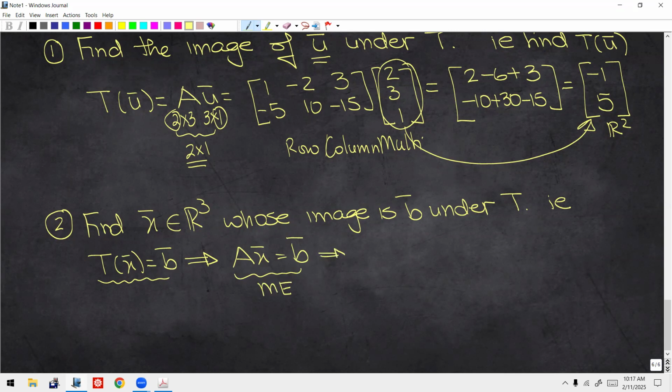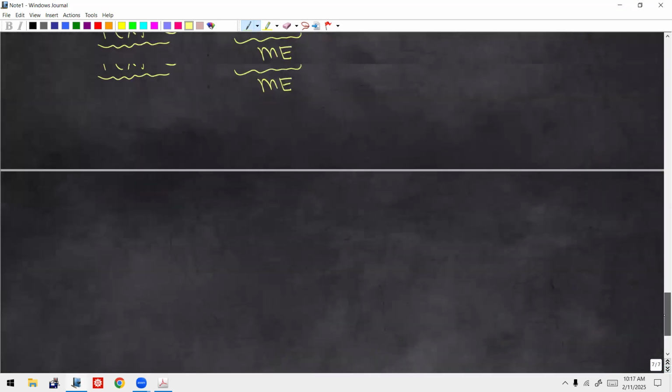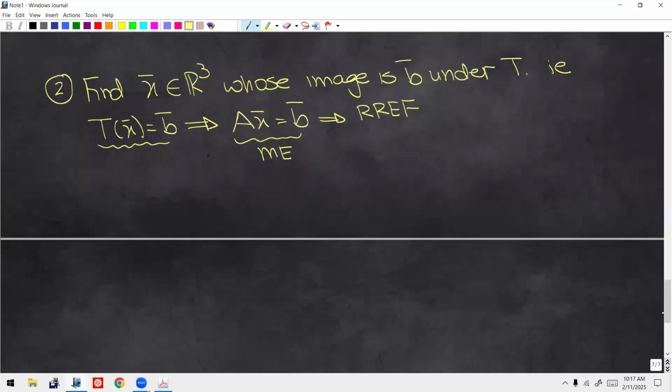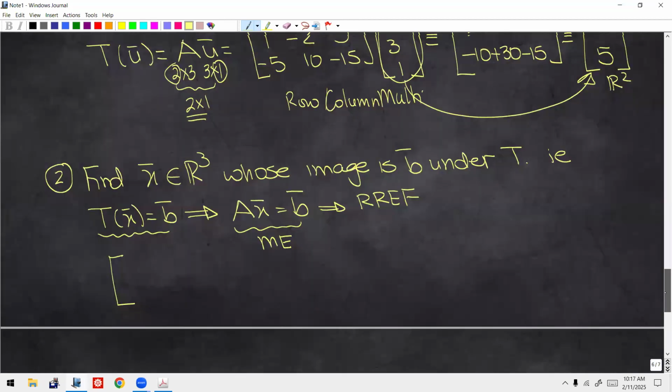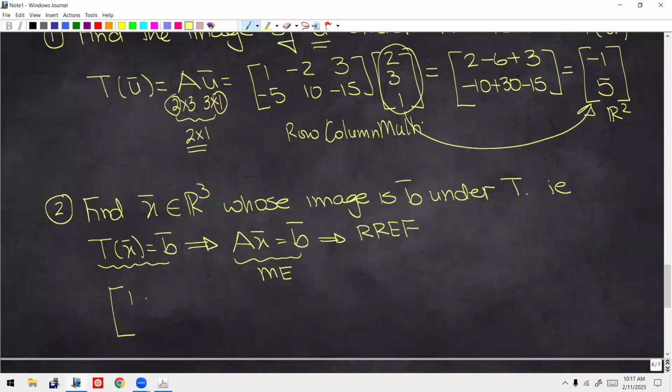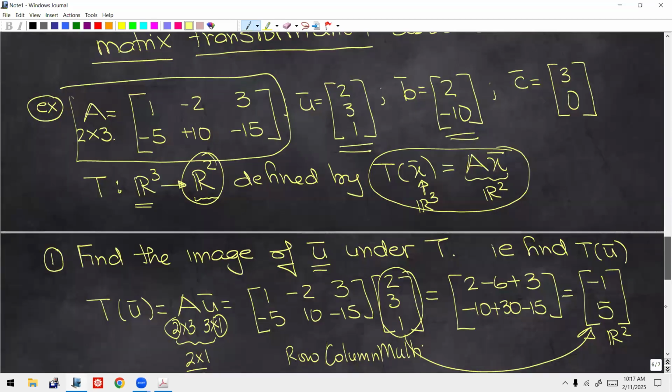And when we solve a matrix equation, what do we do? We ref it, correct? That's all we do. So that's all we need to do here. Put it into a matrix equation and ref it, okay? So we're going to put that into a matrix. Our matrix was 1, -2, 3, and then we had -5, 10, -15, and our B was what? 2 and -10.